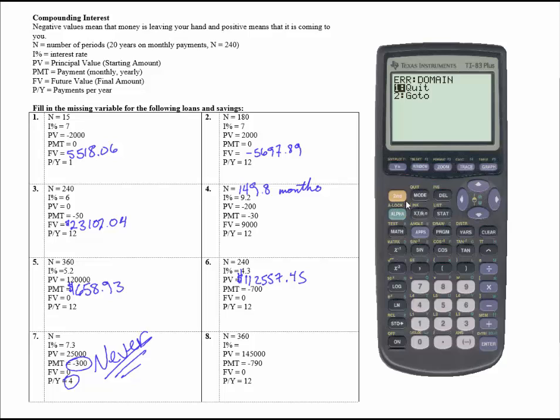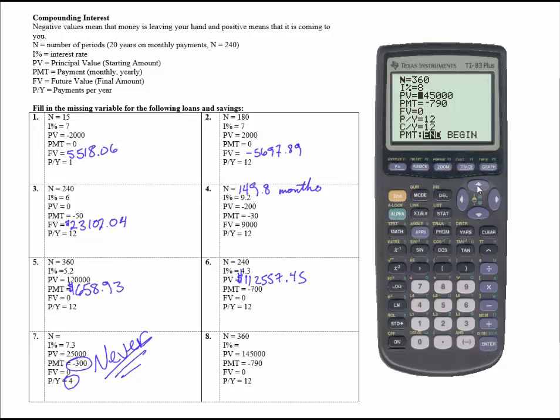So, let's try the next one. Let's quit out of that guy, go back into our finance app. All right, so N is 360. Interest rate, that's our question mark. We don't know that guy. So let's go down to, oh boy, principal value is $145,000. So we're getting a loan, that's positive, it's coming to us. The payment is negative $790. That means we're making a payment on that loan. The future value is we're going to pay it all the way off, and we have 12 cycles per year.